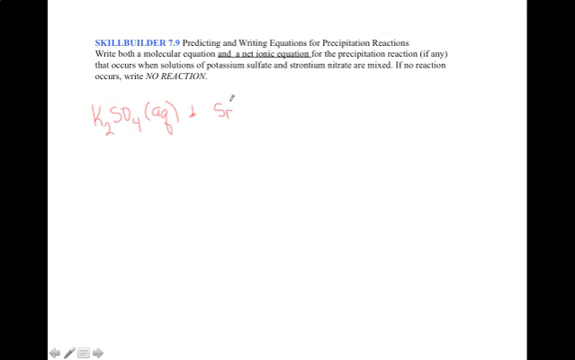nitrate, so we need to know, what's the formula for strontium nitrate? So take out your periodic table, look up strontium, decide what its charge is going to be. It's in the second column, so strontium is going to be 2 plus and nitrate is 1 minus, so we need NO3. We need 2 of those.